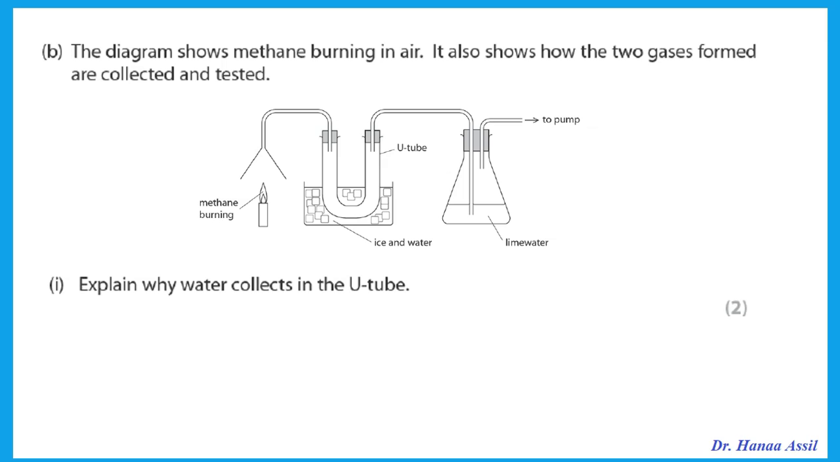Then the question says the diagram shows methane burning in air. It also shows how the 2 gases are formed. Remember, we said we form what? Carbon dioxide and water vapor in this case. Explain why water collects in the U-tube. Of course, it comes out as water vapor, but then it's going into the U-tube that is inside a beaker containing ice and water. So, of course, the water vapor is cooled and condensed by the ice.